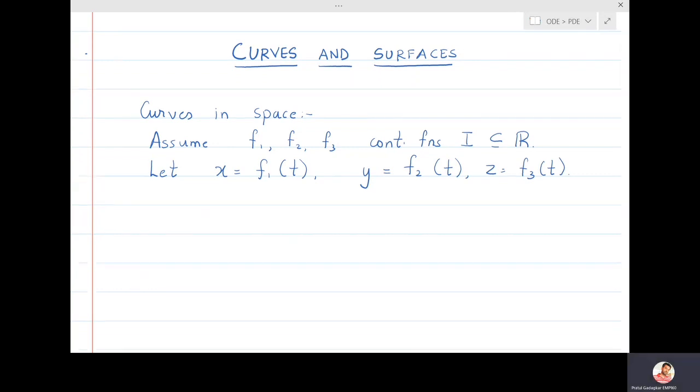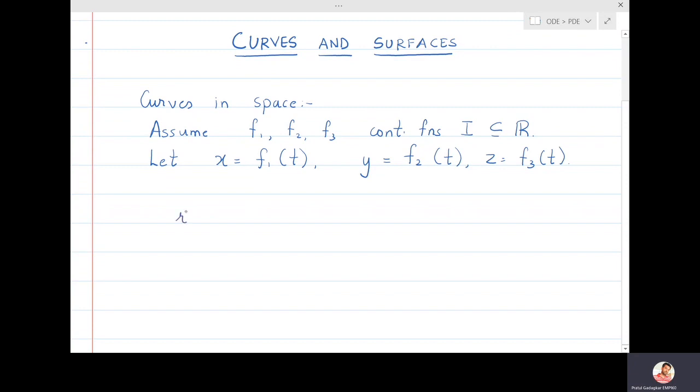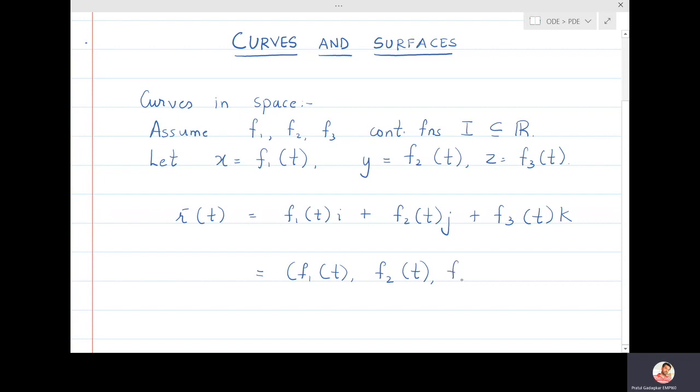Then if you take r bar(t) equal to f1(t)i plus f2(t)j plus f3(t)k, this can also be written as (f1(t), f2(t), f3(t)). I will write them in this form. So this will also be an alternative form for a curve in a three-dimensional space.